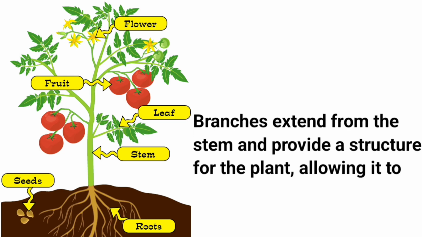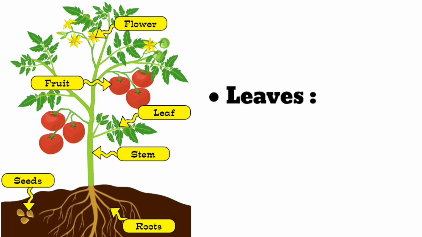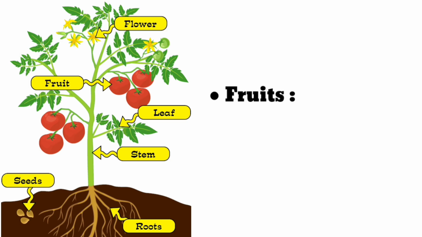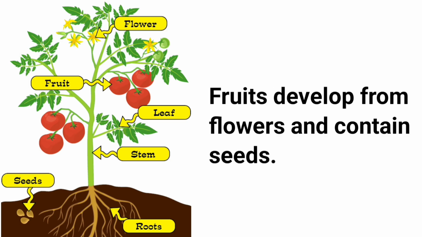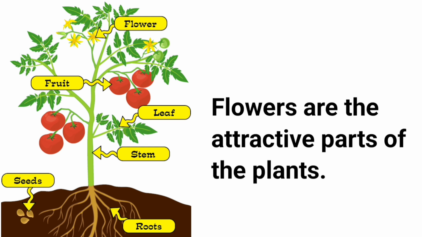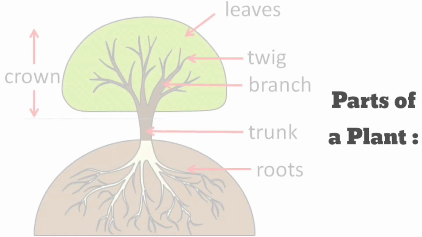Branches. Branches extend from the stem and provide a structure for the plant, allowing it to spread out and capture more sunlight. Leaves. Leaves capture sunlight and along with water and carbon dioxide produce food for the plant. Fruits. Fruits develop from flowers and contain seeds. Flowers. Flowers are the attractive part of the plants. Each part of the plant has a specific and important role that contributes to the overall health and growth of the plant.